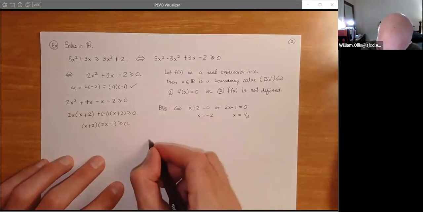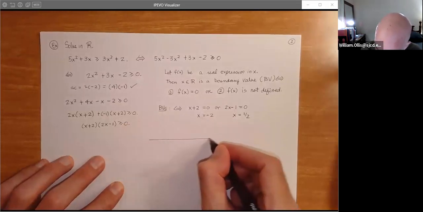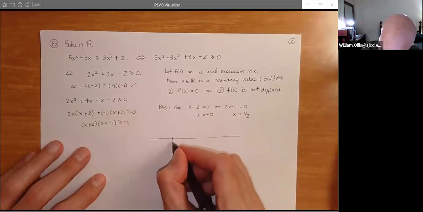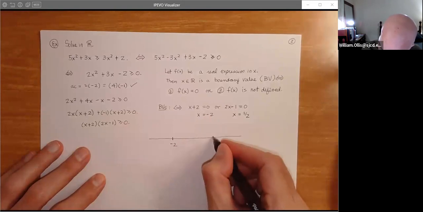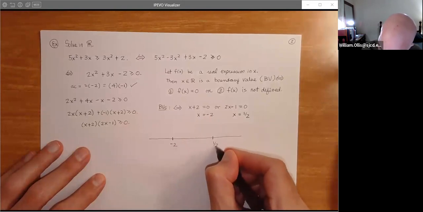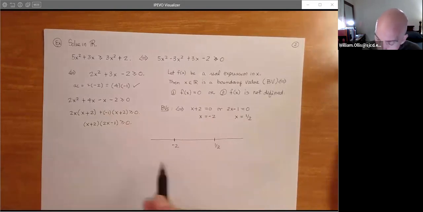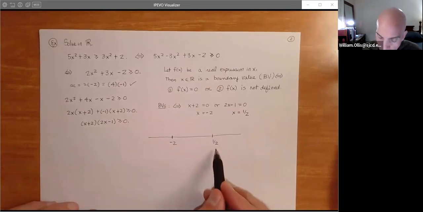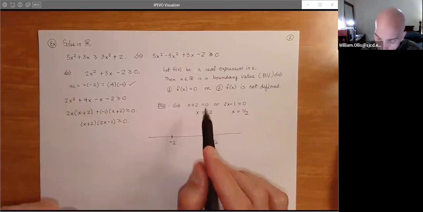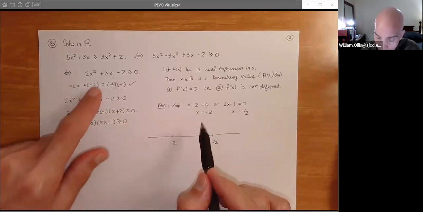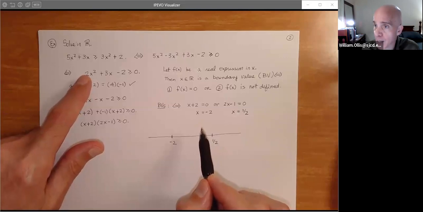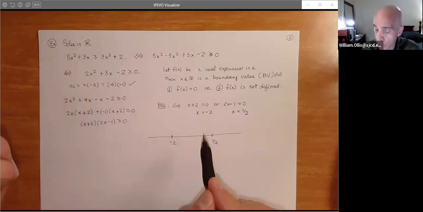So this is where we can draw a number line to keep our lives simple. So we can have -2 as a boundary value, and we can have 1/2. Just space it out so you have plenty of room. Now, one thing that we can notice here, you can take test points, but this is a polynomial that's quadratic, and we know that it's going to become positively infinite as x approaches infinity or negative infinity.